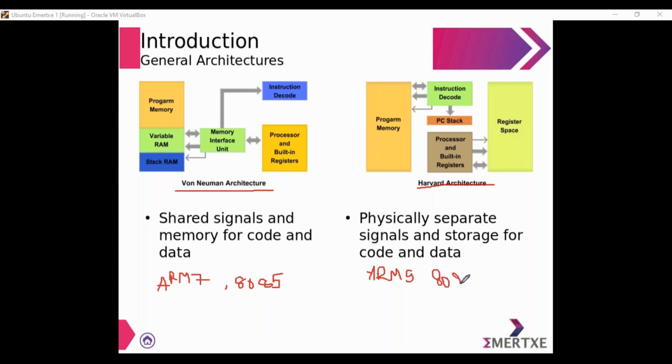8051 is an example of Harvard architecture. To know in what architecture it has been designed, you will get to know from its corresponding data sheet. Our PIC microcontroller is also an example of Harvard architecture. So there is separate memory for both the code and the data, and you will have separate buses for the data and the address. So that is von Neumann and Harvard architecture.